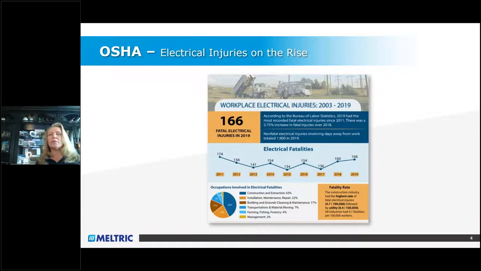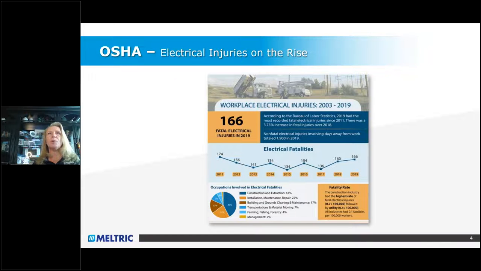It's important that we start to look at NFPA 70E and its implications because there has been an increase of electrical injuries in the workplace in recent years. There's a trend upward, so we want to bring that back down. Obviously, when people are injured, that is a problem, and the more people that are injured, the bigger problem we have.